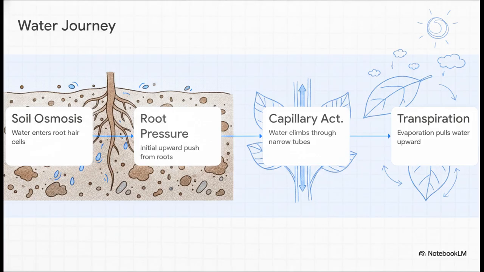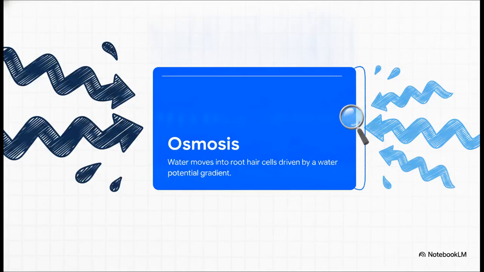That's because we're anchoring your focus entirely on step 1, soil osmosis. This right here is the exact microscopic starting line where water moves from the outside world directly into the plant. And this visual does a fantastic job of showing exactly how that first step actually works. By definition, osmosis is when water moves into root hair cells driven by a water potential gradient. Just follow those visual vectors. See those dynamic, thick blue arrows starting out in the soil?